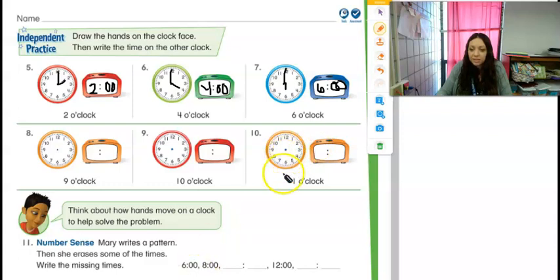Think about counting by 2. 6, 8, 10 o'clock. So I need to write 10, 0, 0. And then if I'm at 12 o'clock, so 10, 12. If I skip another 2, remember 1, 2, it puts me at 2 o'clock. Very good. So we're going around 2 hours each time on the clock.